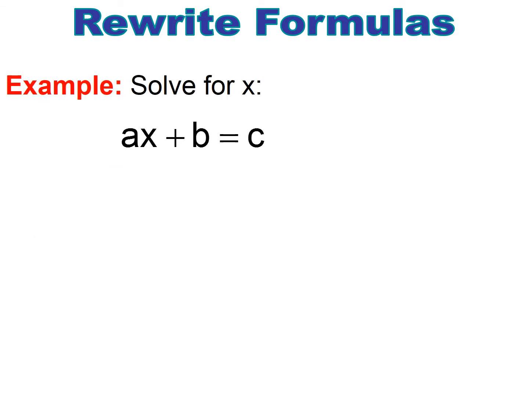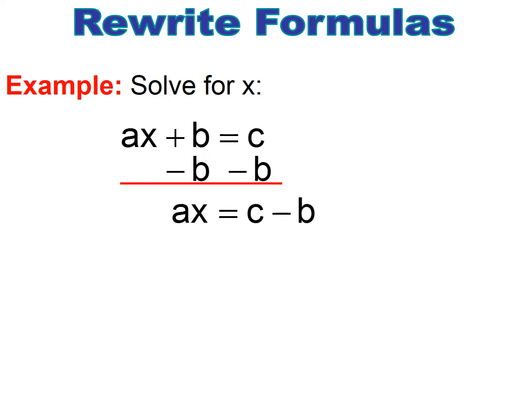Now here's an example where there would be 2 steps in order to isolate the variable. Similar to a 2-step equation, you always want to undo the plus or minus first and then do what's attached to the variable. So in this case, I'm trying to solve for x, and I see that I have a plus b. The inverse operation of addition is subtraction. So I'm going to subtract b from both sides.